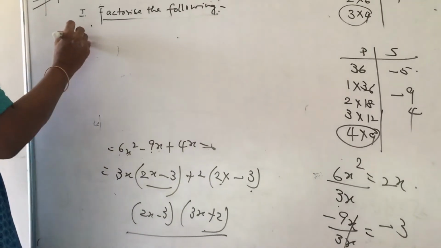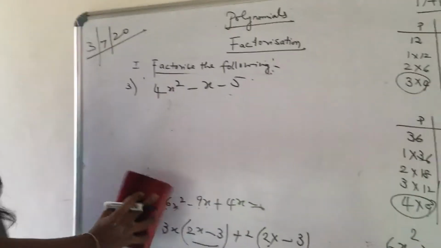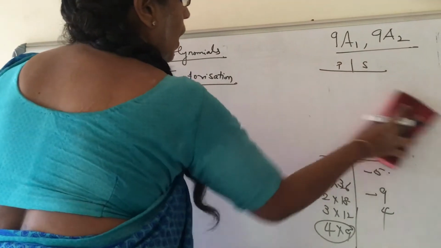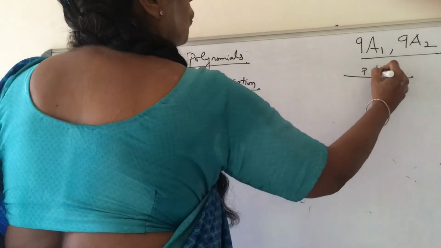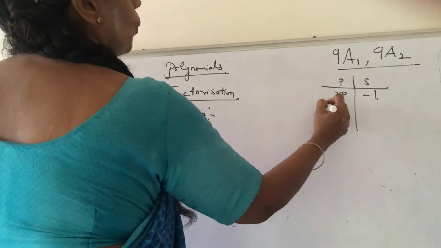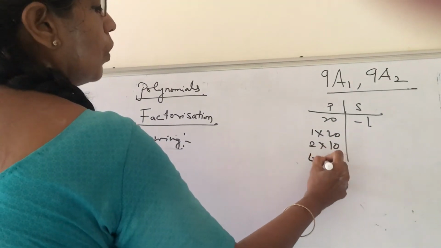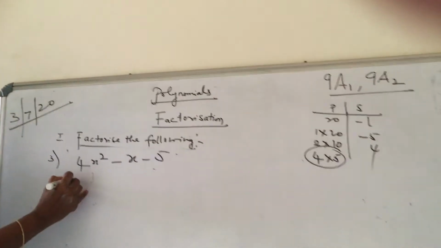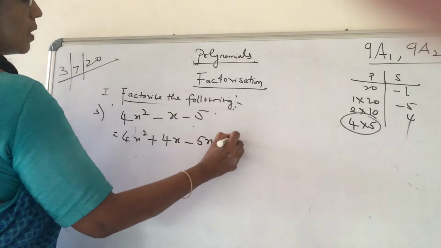Third bit, children, 4x square minus x minus 5. Product and sum. What is the product? 4 into 5, 20. Sum is minus 1. 1 into 20, 2 into 10. 3 does not divide. 4 into 5, minus 5 plus 4. 4x square plus 4x minus 5x minus 5.